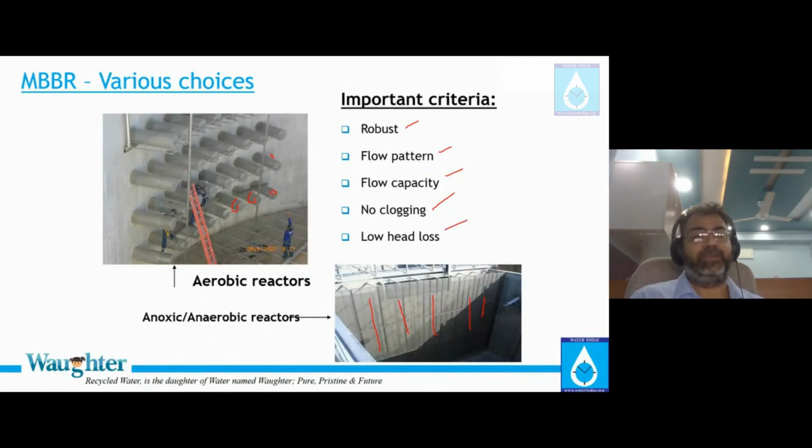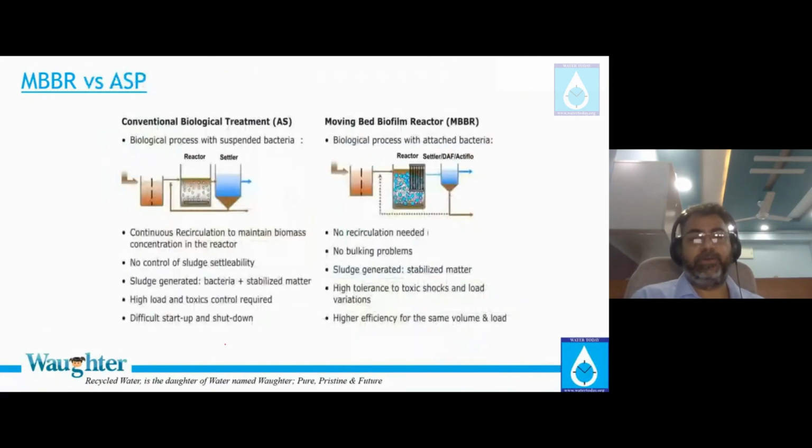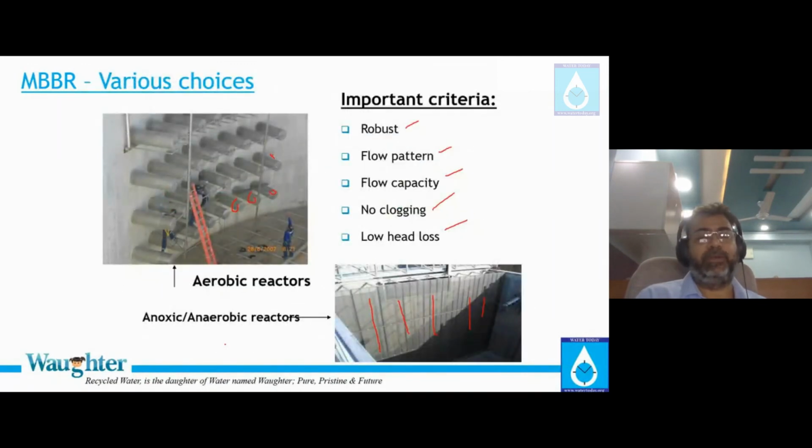The aerobic reactor screens are like this. I do not know if I can zoom and show, but if a human is standing here, you can understand the size of the screen. And you can also see there are a lot of punch holes in this screen, from where the carrier cannot go out, but water will go out. Anoxic and anaerobic reactors. What is the purpose of this screen? The purpose of this screen is that water should go out of the reactor without any kind of speed. The speed has to be very slow.